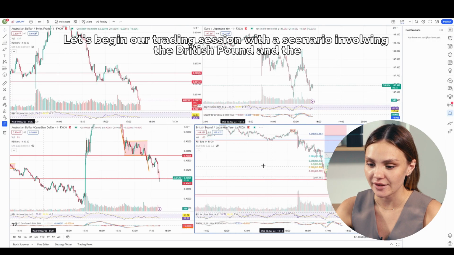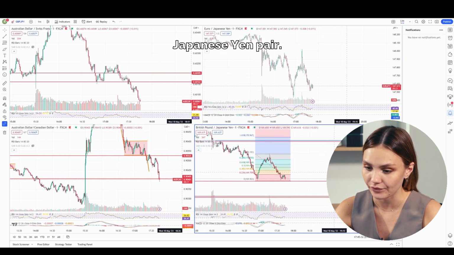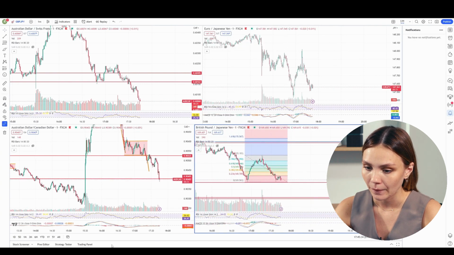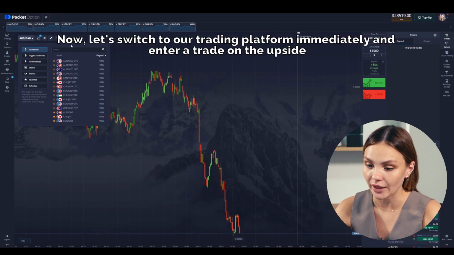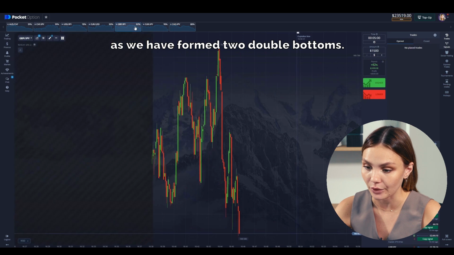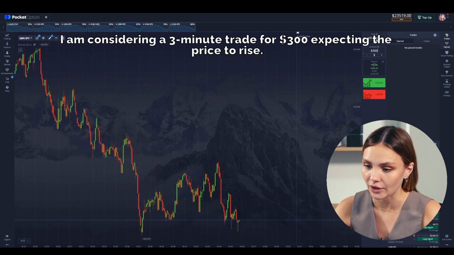Let's begin our trading session with a scenario involving the British pound and the Japanese yen pair. It's quite intriguing. Now, let's switch to our trading platform immediately and enter a trade on the upside as we have formed two double bottoms. I'm considering a 3-minute trade for $300, expecting the price to rise.